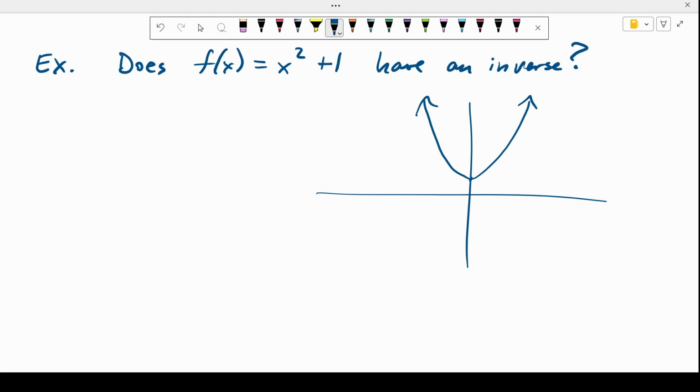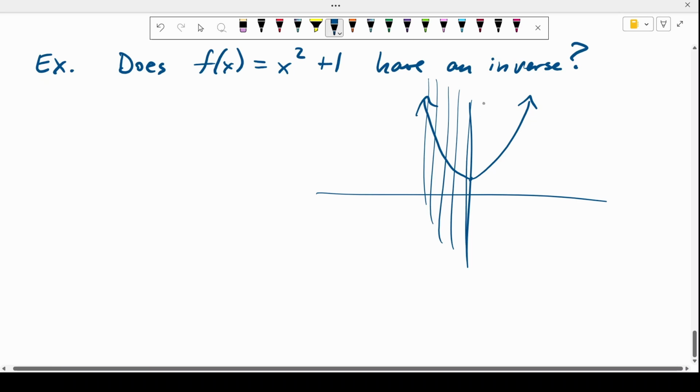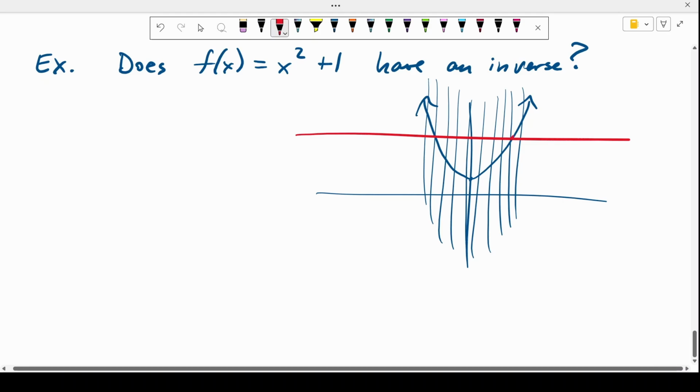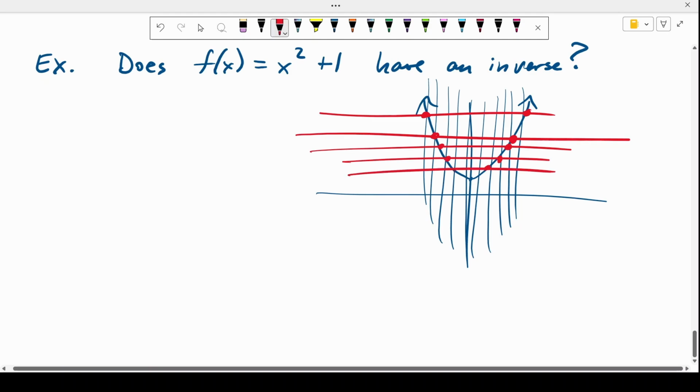And the answer is no, it's not 1-to-1. Even though it is itself a function, because it passes the vertical line test, it fails the horizontal line test horribly. It fails it here, it fails it here, it only has to fail in one spot, but I'm just pointing it out. It fails all over the place. And so, no, it does not have an inverse.